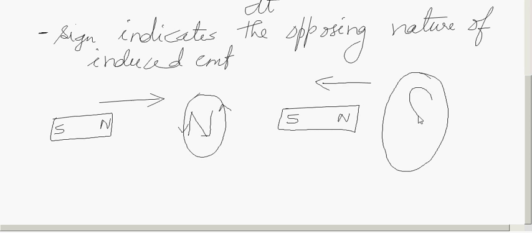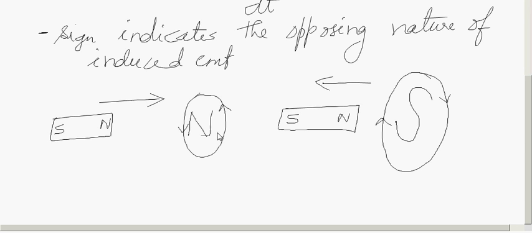this side of the coil is a south pole. That means south and north will attract each other, or it will oppose the motion of the magnet away from it. Now a south pole is possible only if the current flows in the clockwise direction. Therefore, when a north pole is moved away from the coil, a south pole is produced in such a way that the induced current flows in the clockwise direction.